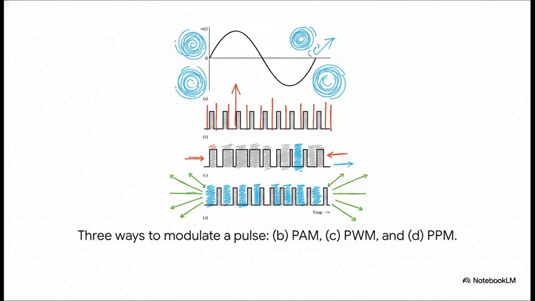Okay, check out these 3 techniques. We start with a simple, boring train of pulses. With pulse amplitude modulation, or PAM, we just change the height, the amplitude, of each pulse to match our sample's value. Super simple. With pulse width modulation, PWM, we vary how long the pulse is. And with pulse position modulation, PPM, we actually shift the pulse's timing back and forth. You see, it's 3 different languages for encoding the exact same piece of information.